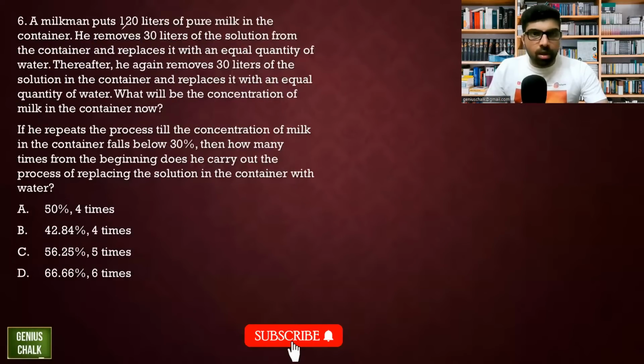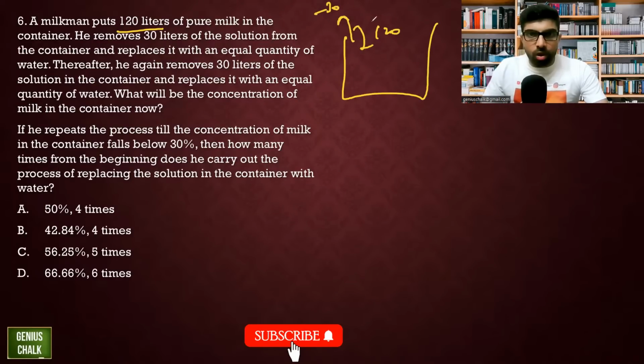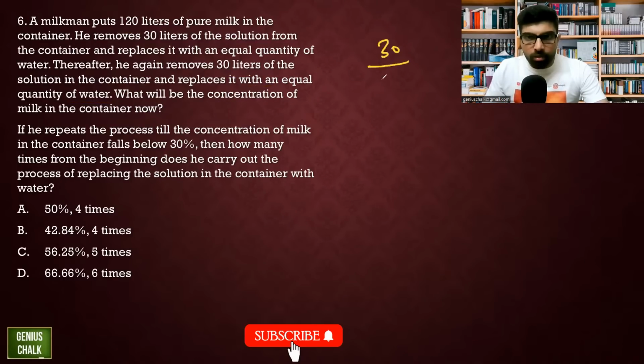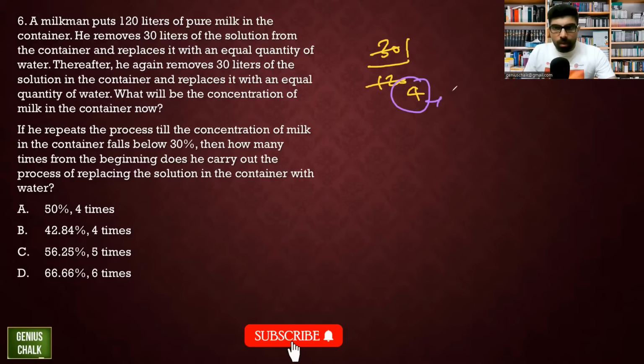So here again the same thing, 120 liters of pure milk and 30 liters is gone and 30 liters of water is added. Again 30 liters gone, again 30 liters of water is added. Concentration of milk in the container now. Let's try. So what is 30 by 120? It is 1 by 4. That means if 4 is my pure milk, one quantity I am taking out and replacing, and one I am giving back. So 4 is the total and 1 gone, that means 3 is left.